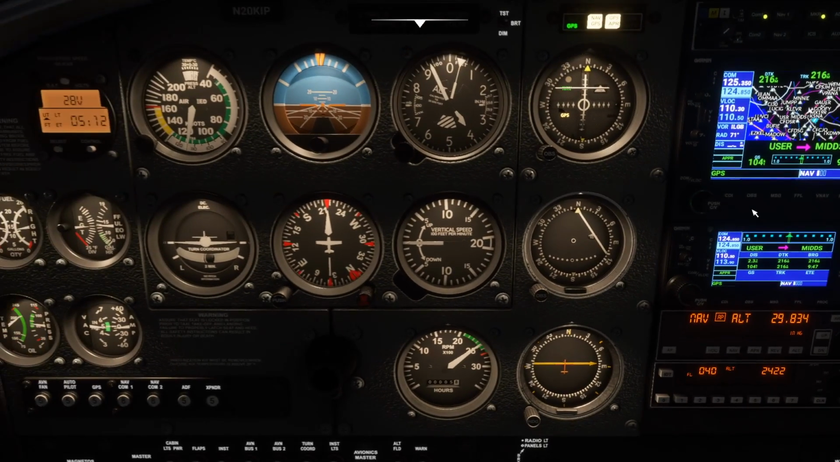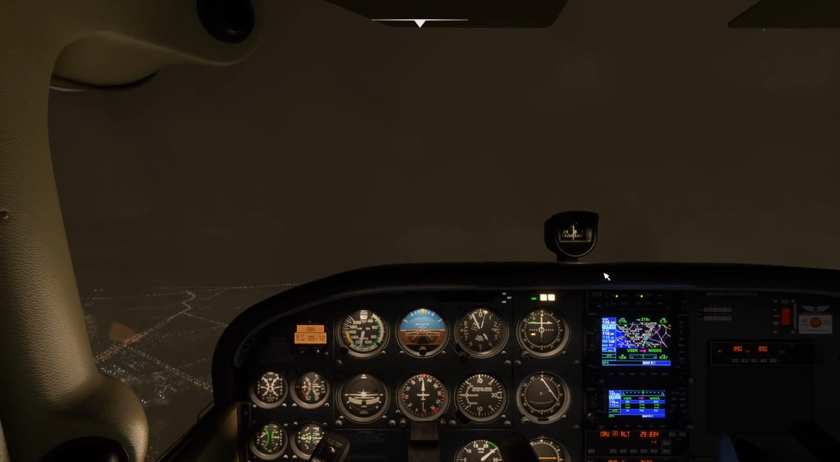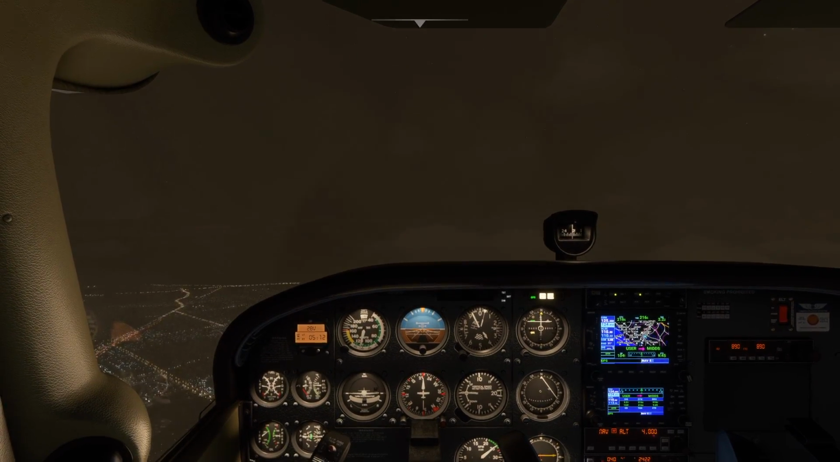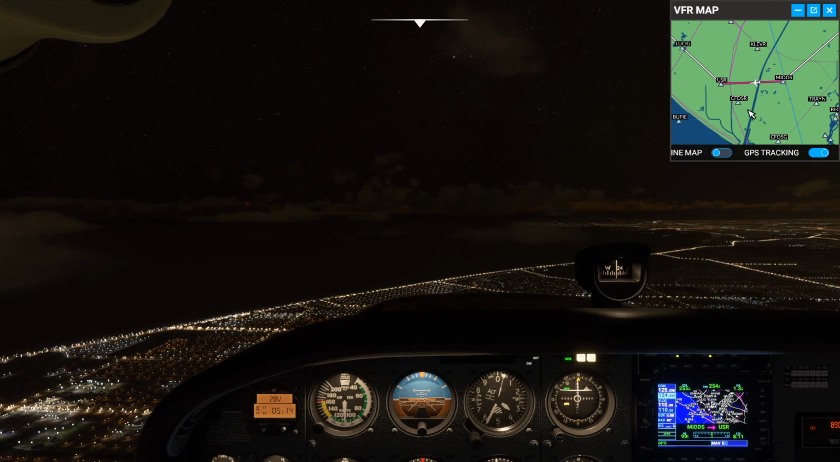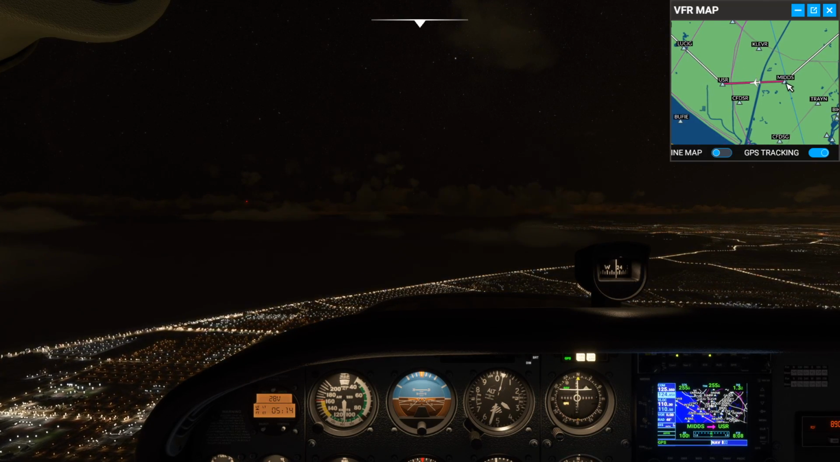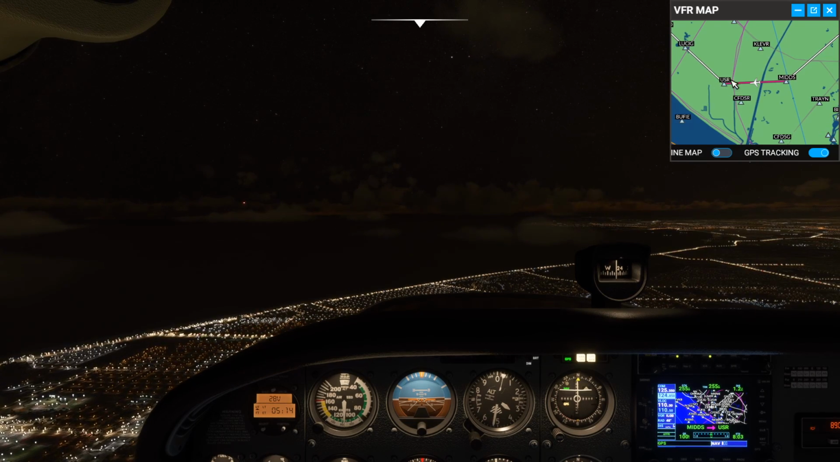There we go. So now the altitude that our autopilot is using is also accurate. All right, so we're finishing our right-hand turn here. You can see that we passed mids. You can see how this user waypoint here.